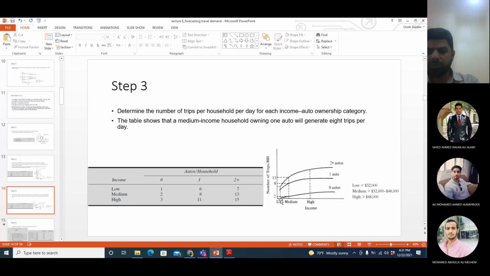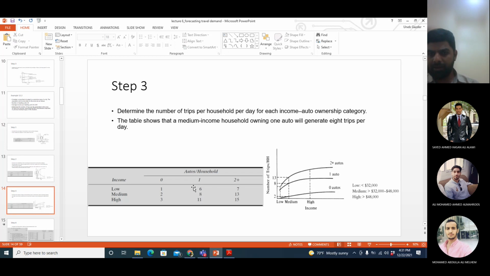Let me go like this. Low income with 0 autos have 1 trip. Medium income with 0 autos have 2 trips, and 0 autos and high income have whatever number. You get the number from the y-axis. Similarly with 1 auto, the number for low income, medium income, and high income. If somebody gave you these curves, then you will just take the numbers for each point of intersection from the y-axis.